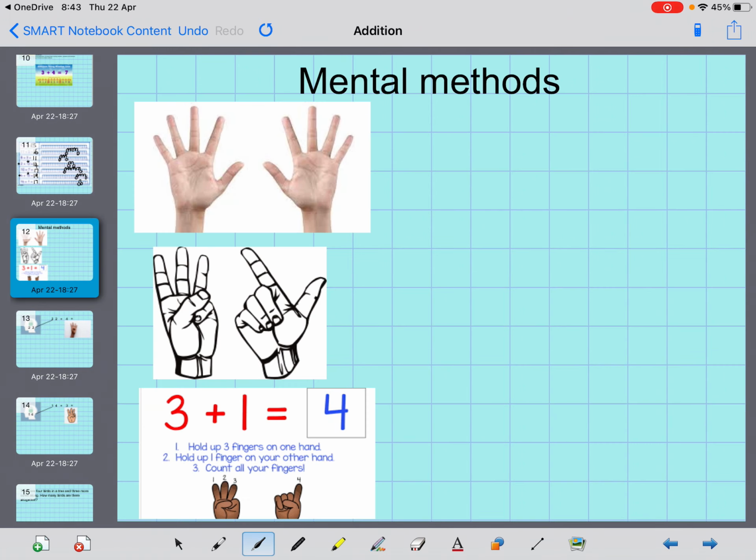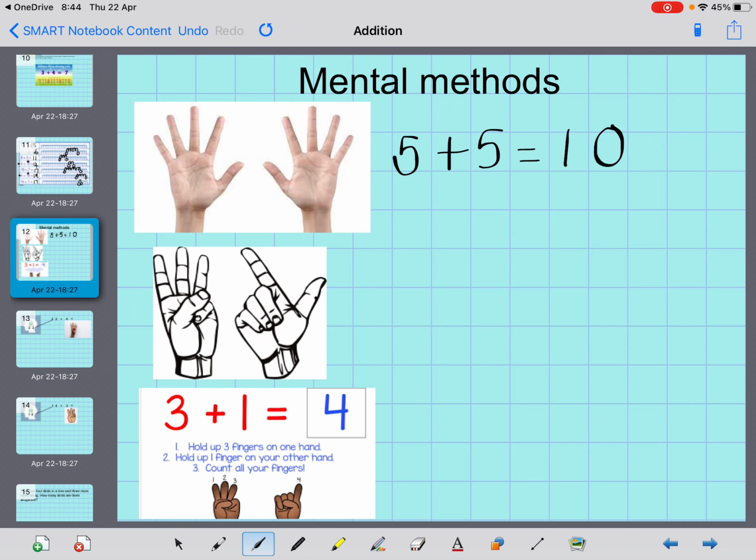Then taking our learning into more mental methods, we might add using our fingers. So we're coming away from using lots of support and lots of tools to help us, but knowing that we can use our fingers and our heads to help us work out when adding. So for example, the top one would show us 5 add 5 because I've got 5 fingers on one hand, add another 5 fingers on the other hand, and that gives me 10 all together.